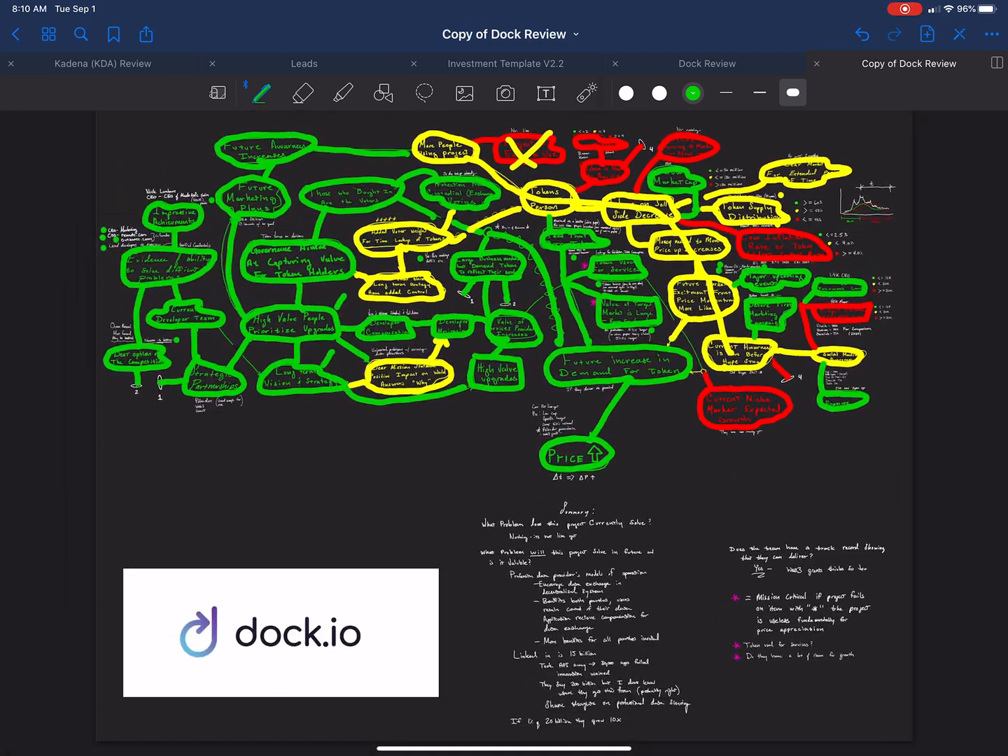And that's an overview of the Doc project. I am bullish on this project. It is a parachain. They have that partnership with Polkadot, so they will automatically be connected to that Web3 consortium of future business.